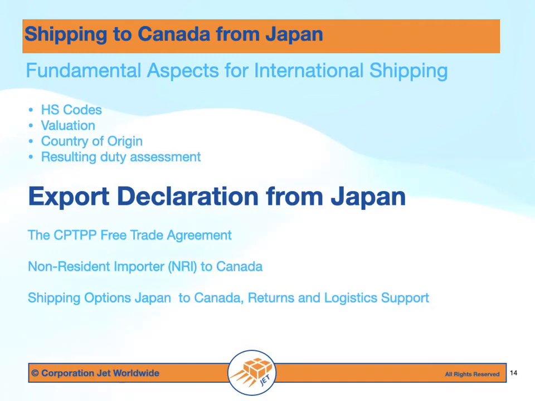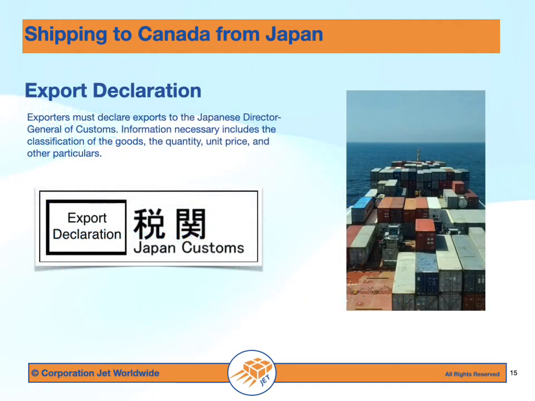Export declaration from Japan. Exports are declared to the Japanese Director General of Customs. Information necessary includes the classification of goods, the quantity, unit price, and other particulars. Note that the HS code used for export from Japan may differ from the Canadian code.